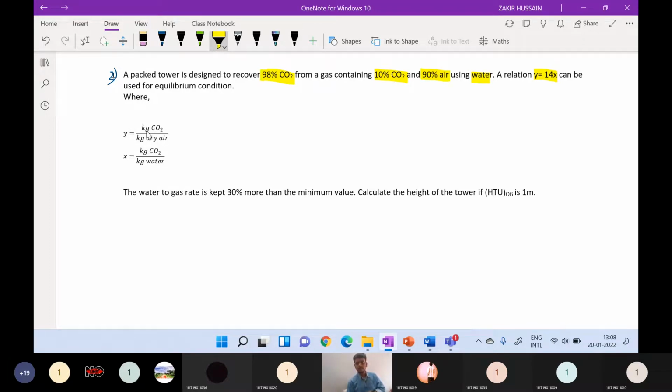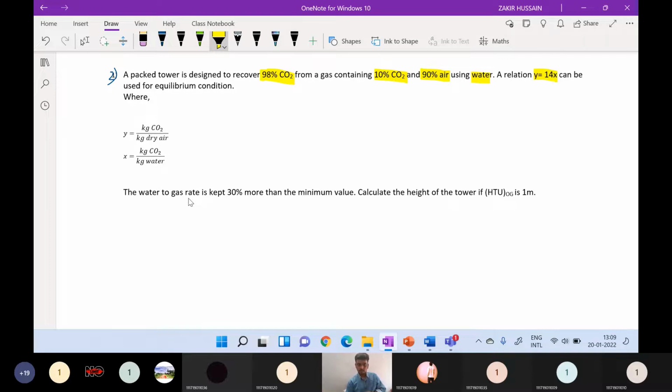Small y means kg CO2 per kg dry air, and small x means kg CO2 per kg water, means it is given in mass ratio. But these percentages are in mole fractions or molar ratios. Here the contrary is there. So we need to convert any one of them, either convert the molar ratios into mass ratios or the other way around.